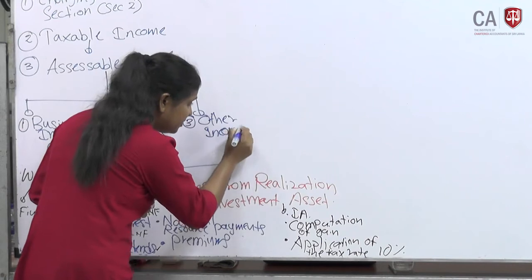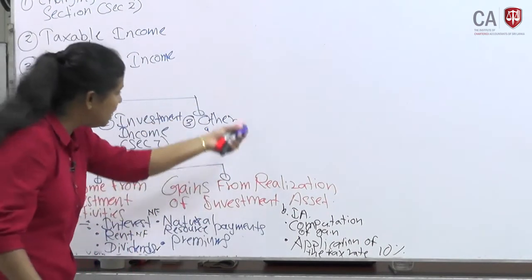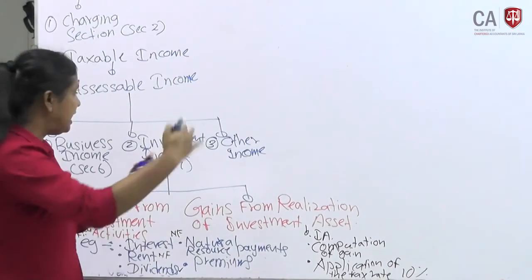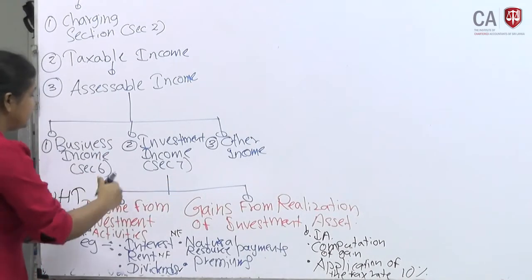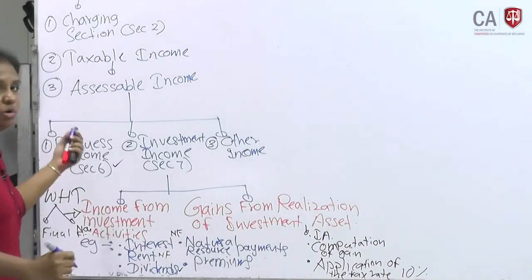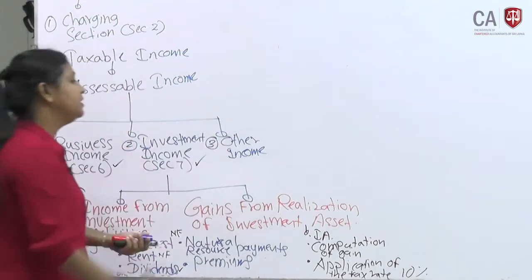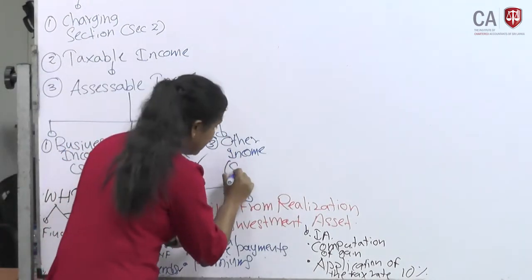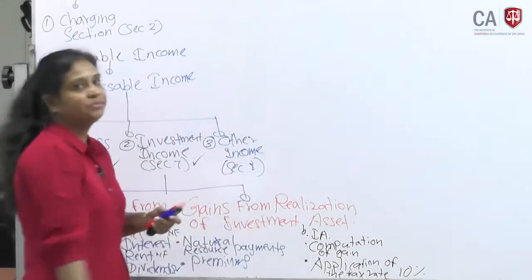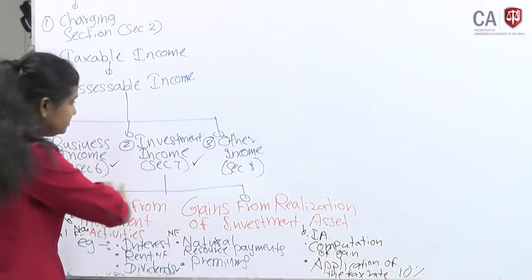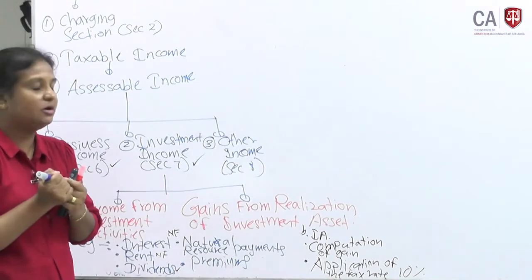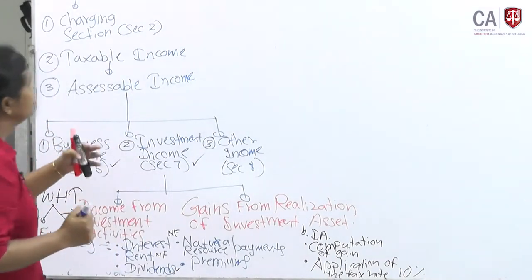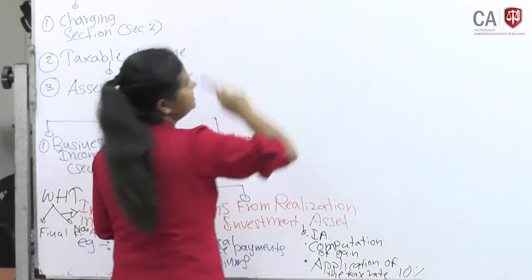And the third one, other income. You have to identify this based on the scenario. If any income cannot be categorized under business income or investment income, then it shall be categorized under other income under section 8. This is one part of the computation of company taxation.